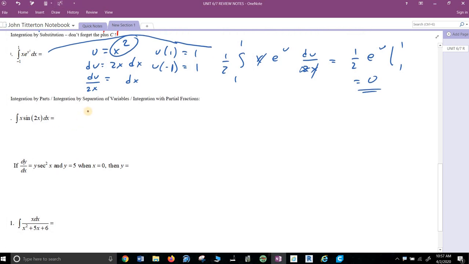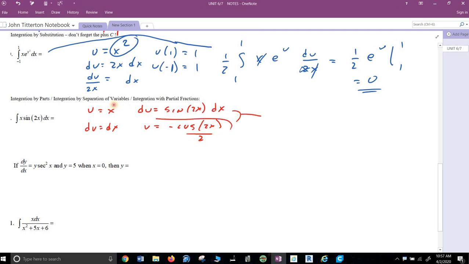So here's an integration by parts. U equals x, dv equals sine of 2x dx. Derivative, du equals dx. Integral, v equals negative cosine of 2x over 2. Don't know what I just did? Well, take the derivative of negative cosine 2x over 2 and you should get sine of 2x. So the answer now becomes this.